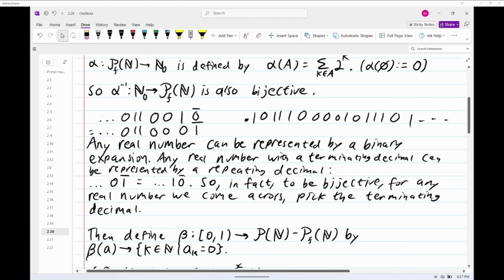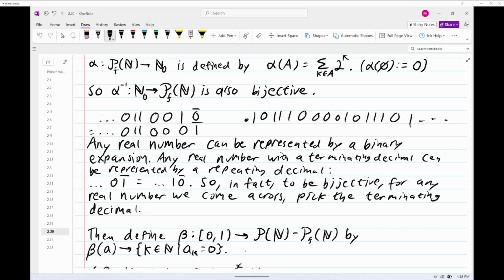We're going to define a function from (0,1) to P(N) without P_F(N), because then we know that R is in bijection with (0,1). So if we can manage this, we'll be good. With each real number being represented by a binary expansion, we send a real number to the set containing all the naturals where that position in the binary expansion is 1.